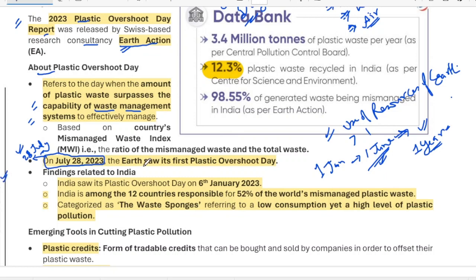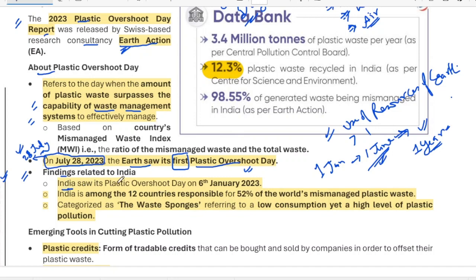Okay, this is important because it is the first time that plastic overshoot day has been announced. So that's why UPSC may directly ask what is plastic overshoot day, and which firm has launched this. Okay. Findings. What are the findings?